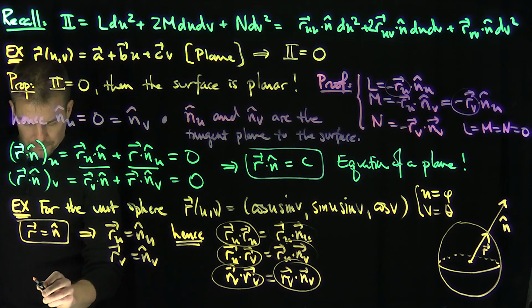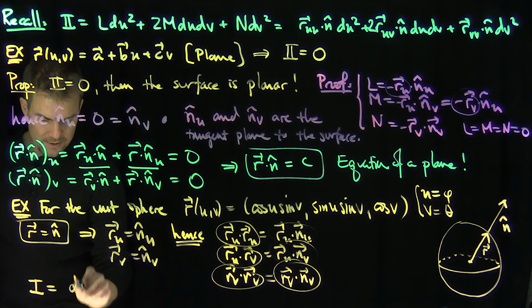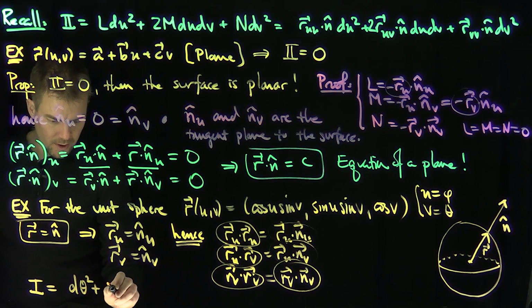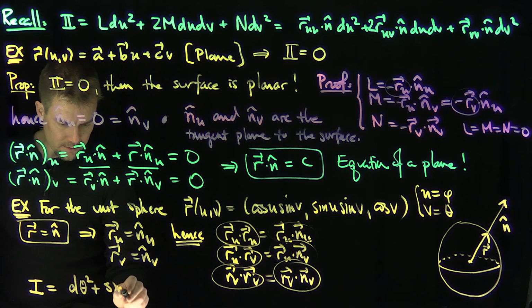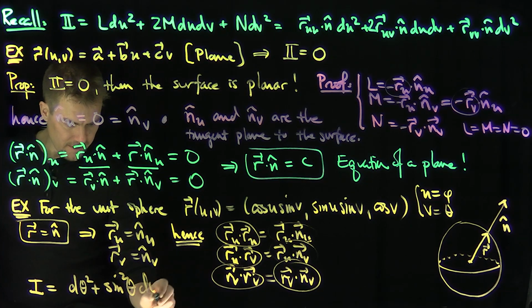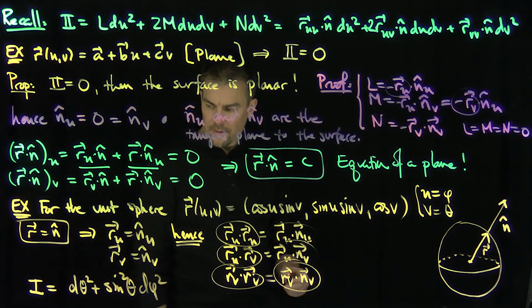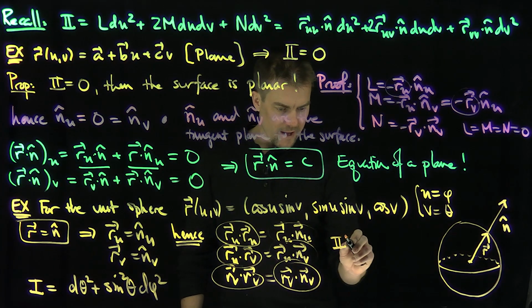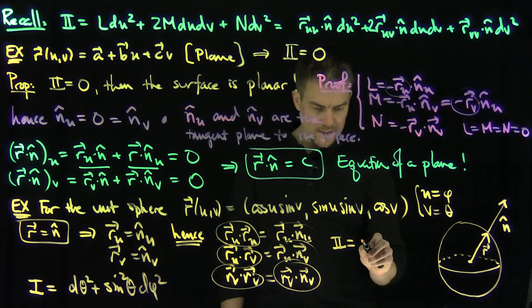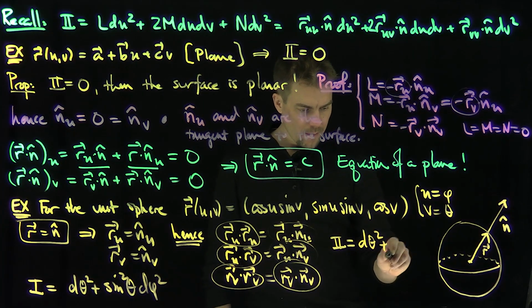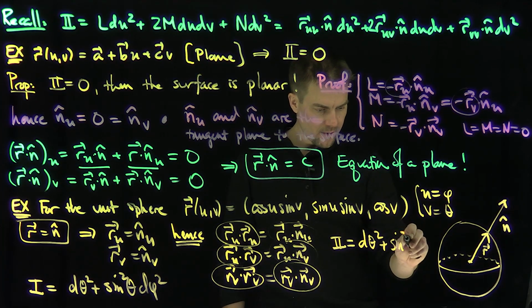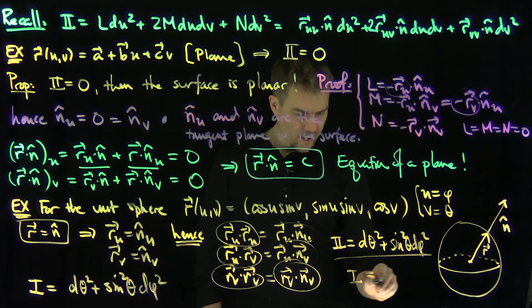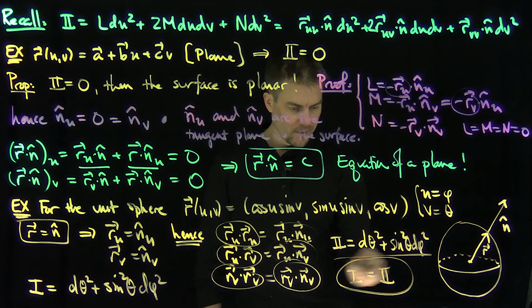So for the sphere, my first fundamental form I is really d theta squared plus sine squared theta d phi squared. And then, of course, the second fundamental form of the unit sphere is the same thing. The calculation shows the exact same thing: d theta squared plus sine squared theta d phi squared. So in other words, for the unit sphere, I is equal to II. Their first and second fundamental forms are equal.